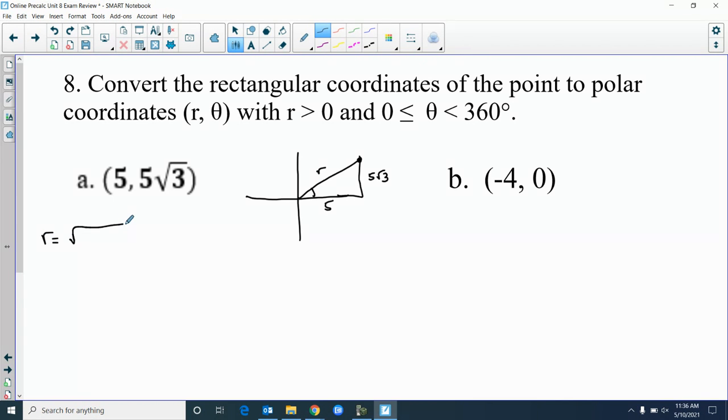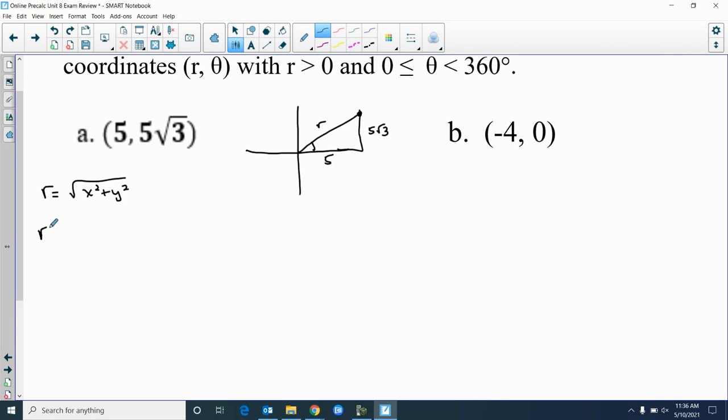r equals the square root of x squared plus y squared. So r equals the square root of 5 squared plus 5 square root of 3 squared. Well, if you go through here, that's going to be 25. This is going to be 75. We get the square root of 100, which is 10. So that's going to be my r value.